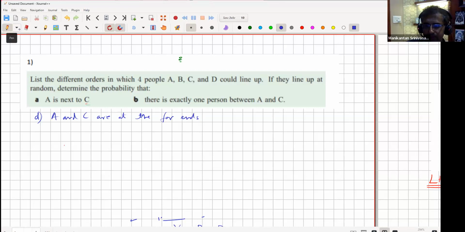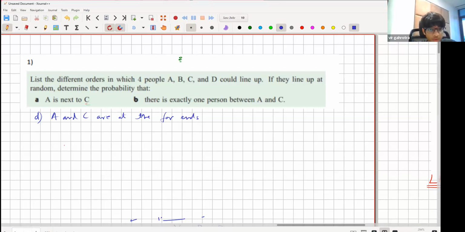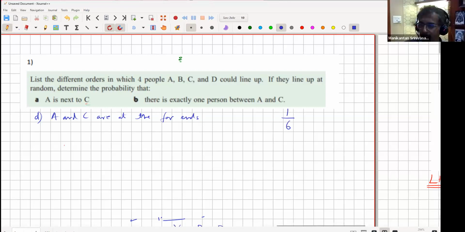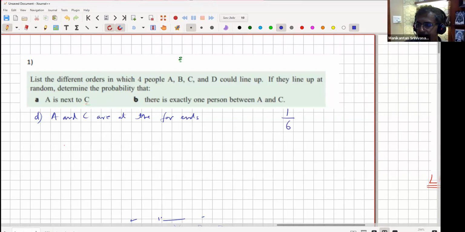Okay, Veer, go ahead, please. Would it be 1/6? Okay. Anyone else agree or disagree with that answer? Suhani, your hand was up. Yeah, I also got 1/6. Okay, Veer, can you explain your answer?